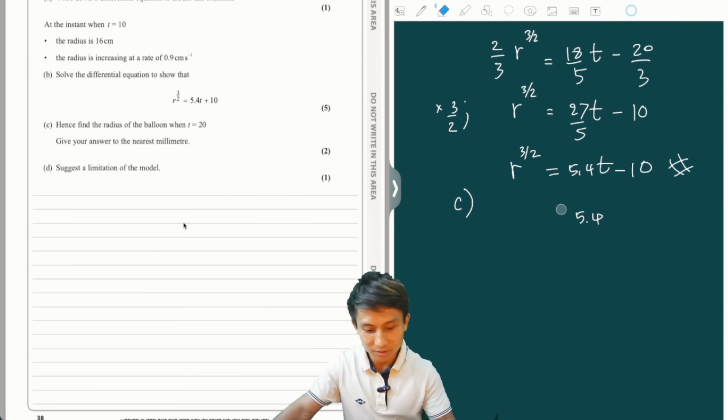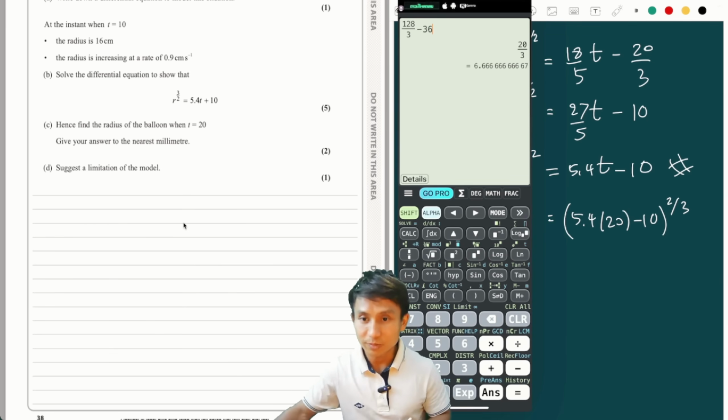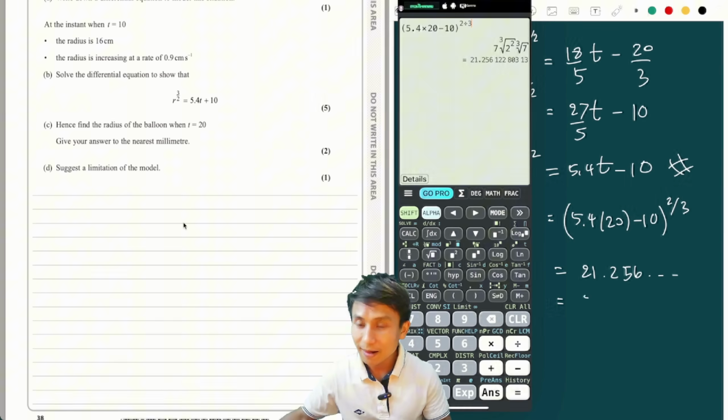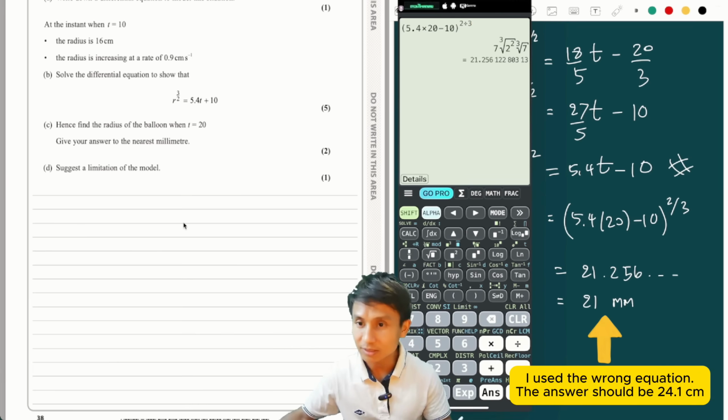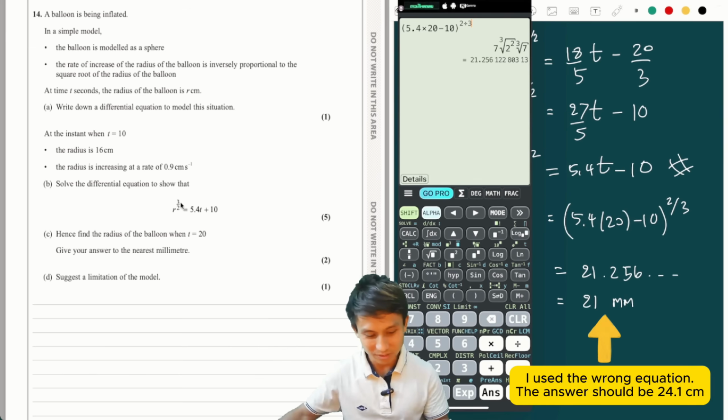Okay, you know what? Let me just make r the subject. So it would be the whole thing to the power of 2 over 3. Like that, right? Nearest millimeters. All right, that's fine. So 5.4 times 20 minus 10, and then to the power of 2 over 3. 21.256, blah, blah, blah. So that's 21 millimeters. Because r is in centimeters. Don't get tricked by that.